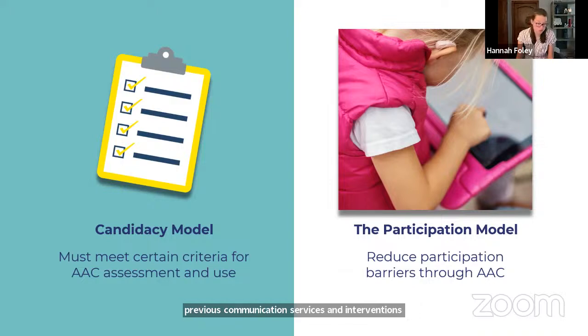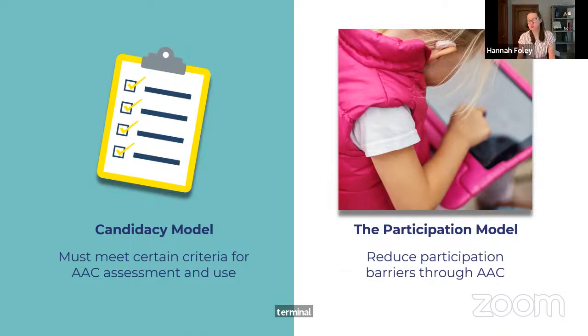Using the candidacy model really results in restrictive interpretations of the need and benefit of AAC in educational, vocational, and medical contexts, which ultimately restricts access to communication for people. So, for example, if we say that someone with a terminal illness, such as ALS, does not benefit from AAC due to the nature and progression of their diagnosis, this can be grounds for insurance denial.